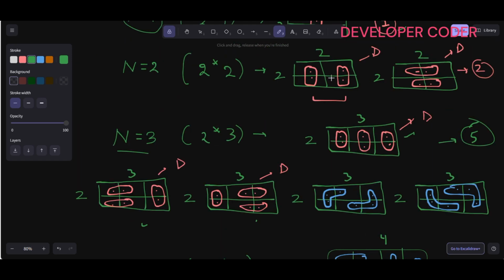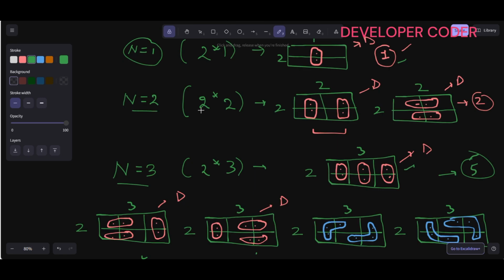Like with n equal to 2, let's suppose, you know that there are two ways of tiling. And now in this part you already know that there are two ways of tiling, and in this part there is just one domino like this.